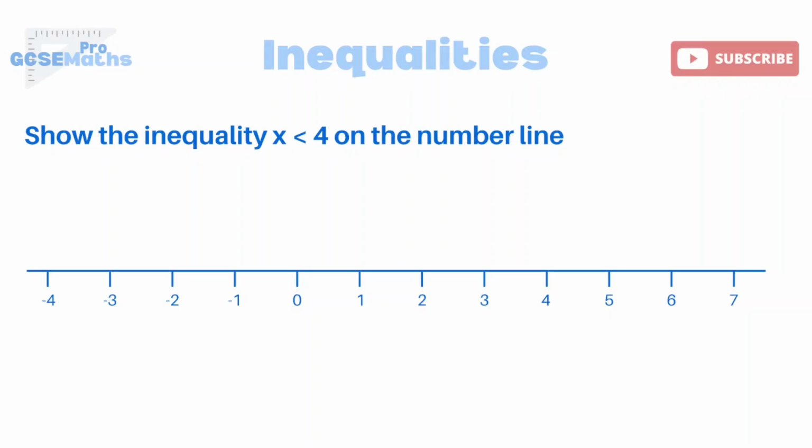We've got a number line here. Show the inequality x is less than 4 on the number line. Obviously, before we start drawing it on the number line, we also need to be able to interpret the inequality symbols. As I've just read it, x is less than 4. Are you comfortable with realizing that if that symbol is facing towards the 4, it means 4 is the bigger number, right? X is smaller.